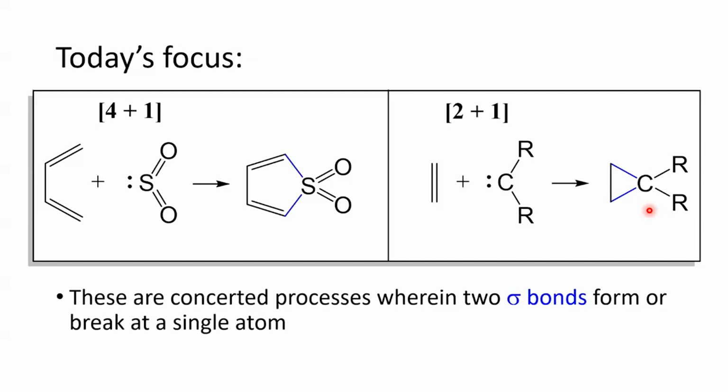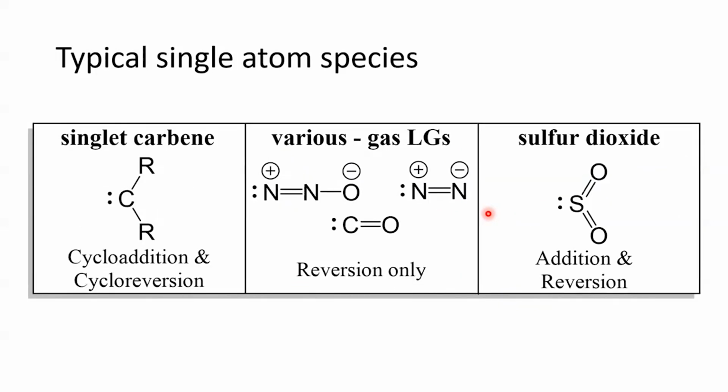In terms of nomenclature, these are described in terms of N+1 reactions, whereby N describes the number of atoms of the non-single atom species. So over here, we've got a 4+1 cheletropic reaction, where the diene has 1, 2, 3, 4 carbons, which react with a single atom center. Over here, we've got a 2+1 cheletropic reaction, so our alkene has 1, 2 atoms, and it's reacting with our single carbon center.